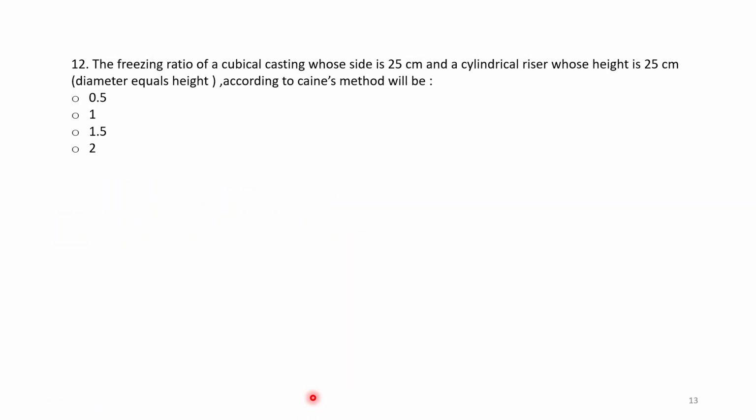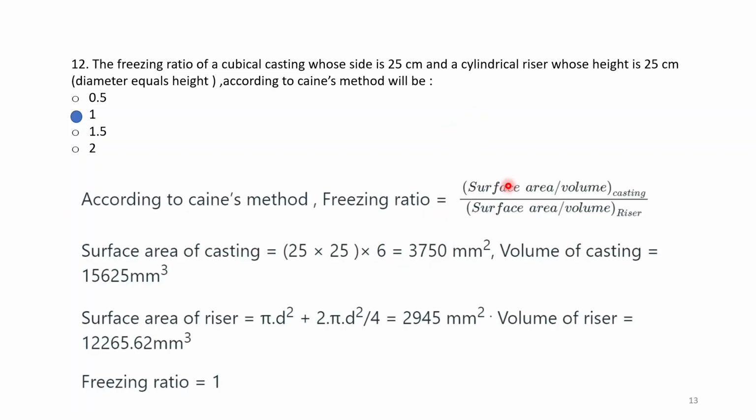Next question is the freezing ratio of a cubical casting whose side is 25 centimeter and a cylindrical riser whose height is 25 centimeter. So diameter equals height, and according to Kahn's method it will be 0.5, 1, 1.5 or 2. So you have to again calculate freezing ratio. So freezing ratio was again S upon V of casting divided by S upon V of riser.